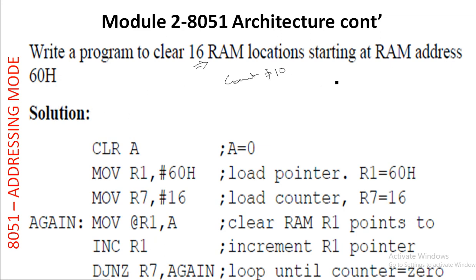So what is the procedure? Copy R0 with 60, copy R2 or R3 with our count #10, then use this instruction. Move @R1, A, INC R1, decrement jump on non-zero R2 again, same instruction.